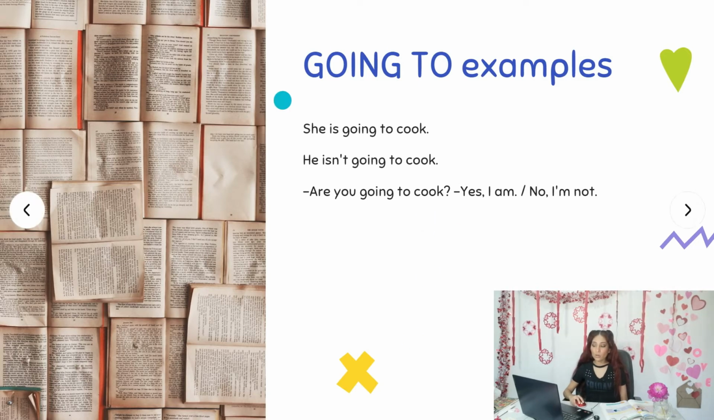She is going to cook. Remember, we have the subject, verb to be is, going to, and the verb. He isn't going to cook. He, verb to be plus negative way, plus not, going to cook. And the question and the short answer. Are you going to cook? Are, verb to be, you subject, going to, and the verb. Yes I am, no I'm not, okay?